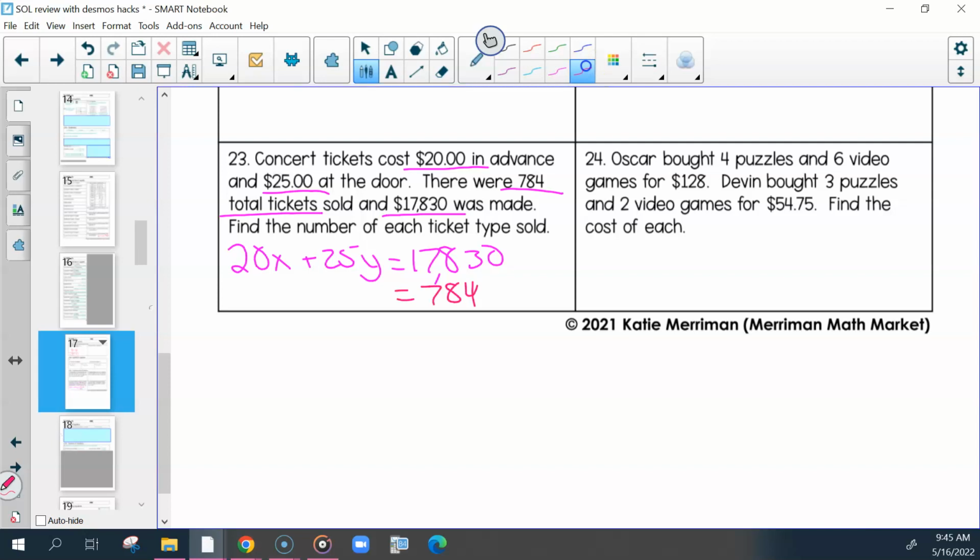What do you think we'll be adding together? X and Y, because we're looking for the number of each type of ticket sold. So then you could put both of these equations into Desmos and find your intersection point. Word problems will not have a no solutions or infinitely many solutions option.